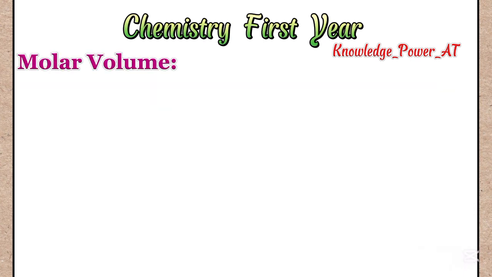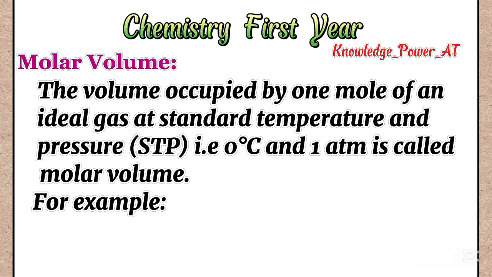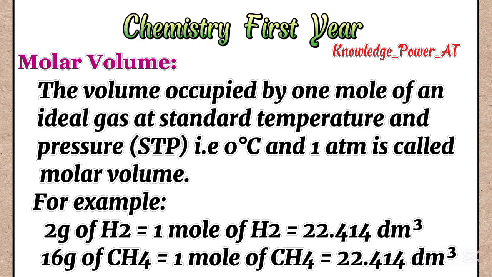Molar volume. The volume occupied by 1 mole of an ideal gas at standard temperature and pressure, STP, 0 degrees Celsius and 1 atm, is called molar volume. For example, 2 grams of H2 equals 1 mole of H2 equals 22.414 dm³. 16 grams of CH4 equals 1 mole of CH4 equals 22.414 dm³.